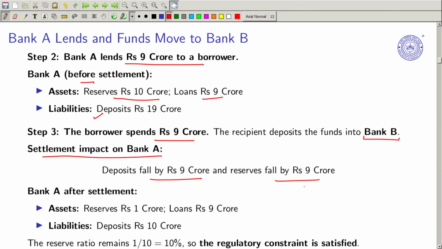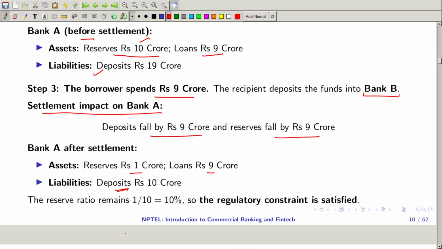So bank A, after settlement, how much is it going to be? Reserve will be just 1 crore because 9 crore will be going out from here, and it has lent, it has created the asset. So 9 plus 1, 10. So your deposit on the liability side also will be 10 crore for accounting purposes. And reserves, if 1 crore is remaining out of 10, that is 10%. So you can see that it is still able to maintain the reserve requirement, right?